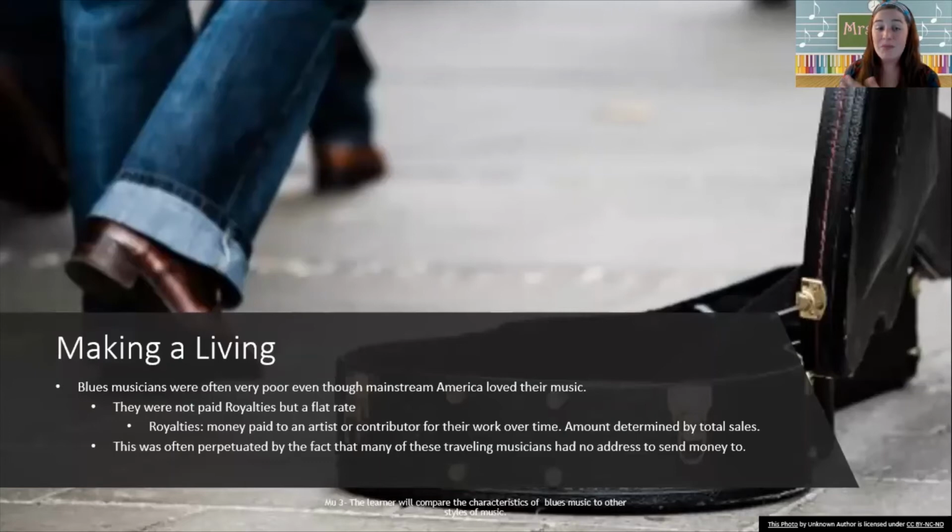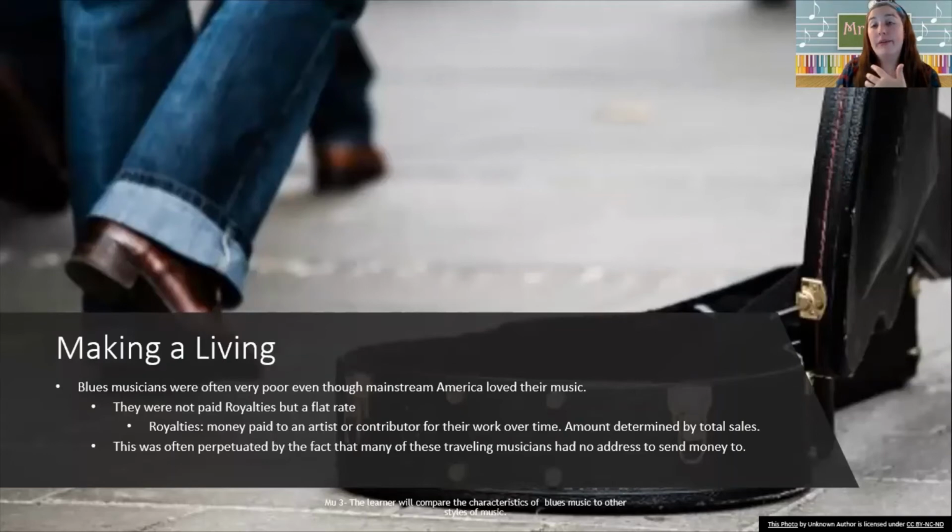So how do they make a living? So blues musicians, we talked about this, a lot of times they're poor workers who are traveling, looking for work. Even though mainstream America loved their music, they didn't get a lot of the recognition because this is just how the world worked. So they weren't paid royalties. So royalties means every time somebody purchases your written sheet music or purchases your recording, you get a kickback from that. You get paid every single time. But they got a flat rate.